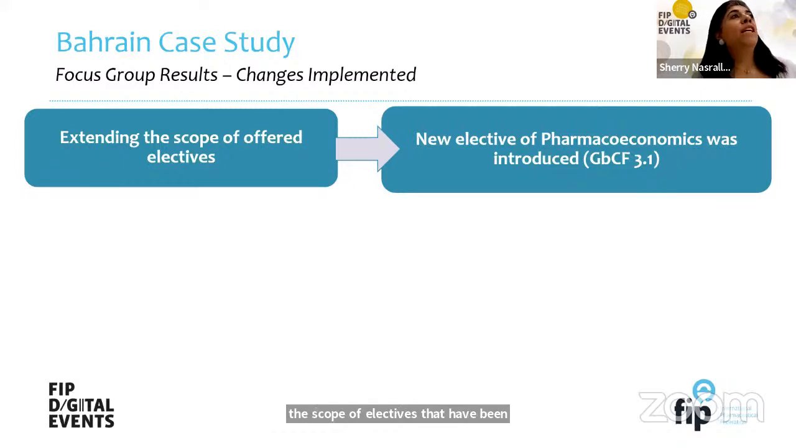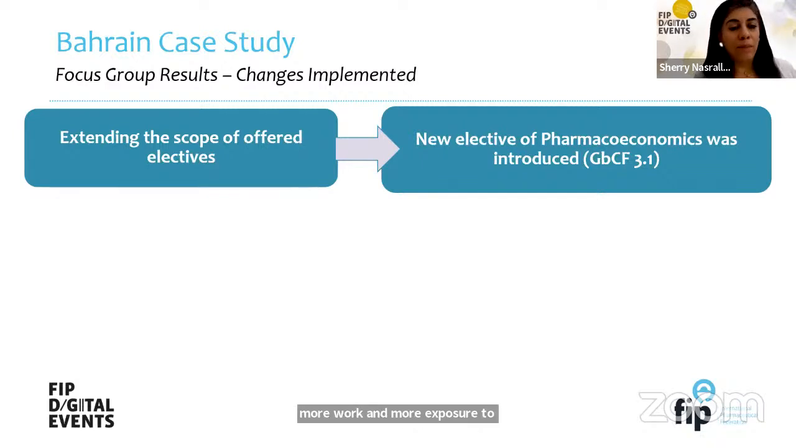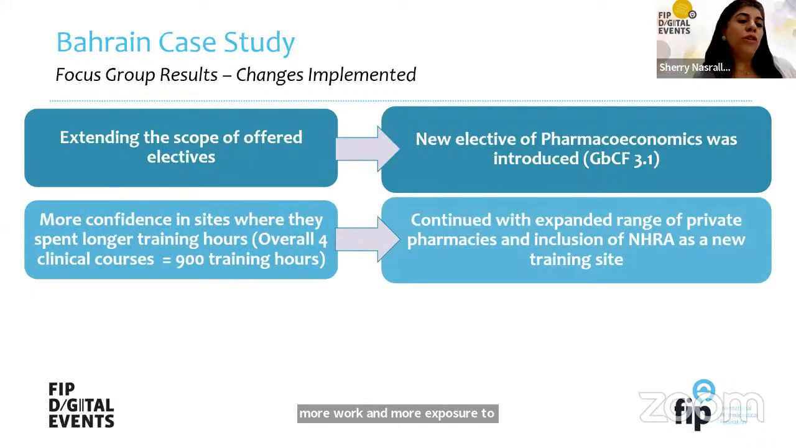Next September, we're starting the pharmacoeconomics elective, and this helped to extend the scope of electives offered, as well as to work on the concept of budget and reimbursement, which was one of the GbCF subdomains where the students needed more work and more exposure to enhance their preparedness. Also, one of the points of strength is that the students informed us they felt more confident in sites where they had spent longer training hours.